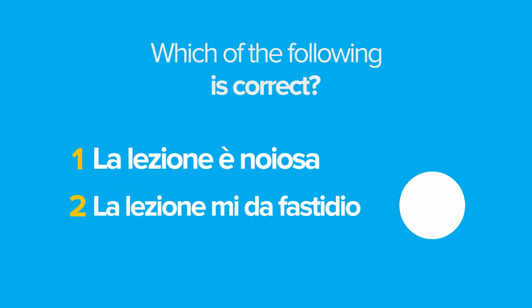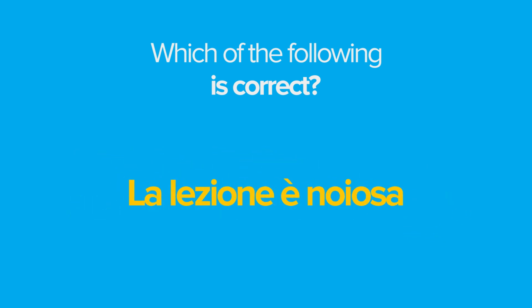Need some time to clear your head? I'm with you. Let's do that with a quiz. I'm pretty sure that in school we all attended that one class that was always so boring and it felt like the time would never pass. In this case, what would you say? The answer is la lezione è noiosa. The lesson is boring because mi dà fastidio means that it annoys you.